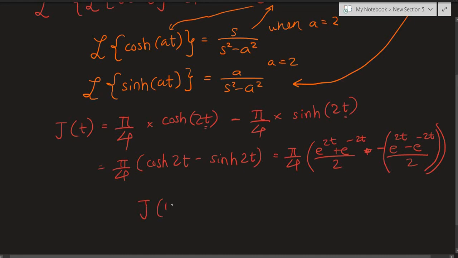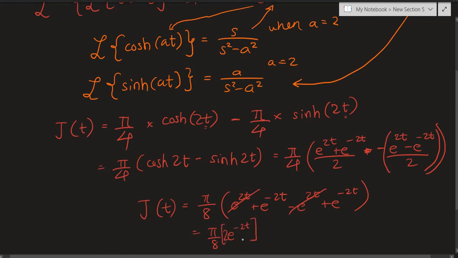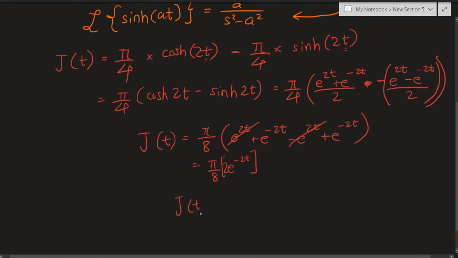So j of t finally becomes, we can factorize out the 2's, so we have pi over 8 times e raised to 2t plus e raised to negative 2t minus e raised to 2t plus e raised to negative 2t. These terms are going to cancel out. We just have pi over 8 times e raised to negative 2t twice, so 2 times e raised to negative 2t, and notice that j of t is going to be, well, 2 and 8 we can reduce.